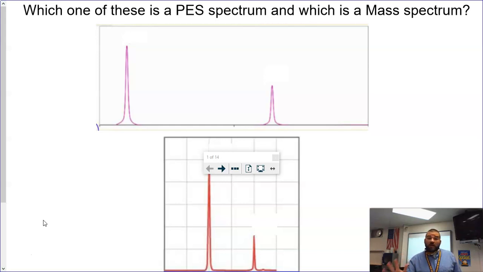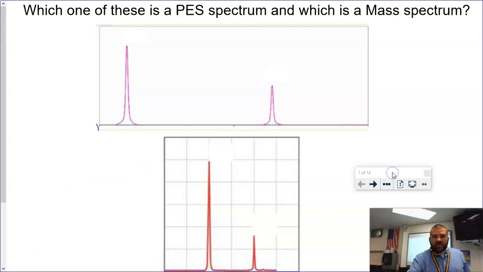All right, so let's get into 1.7 without further ado. I'm starting with this: which one of these is a PES spectrum and which one of these is a mass spectrum? In topic 1.2, we talked about mass spec. Mass spec was the instrument that showed us the mass of different isotopes.